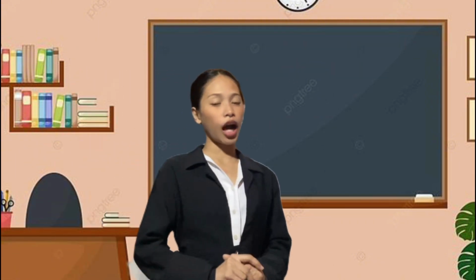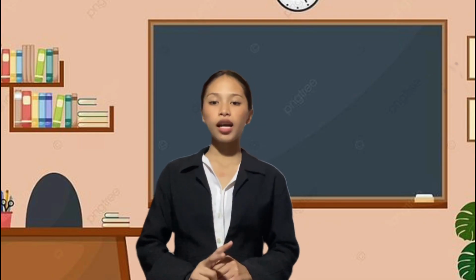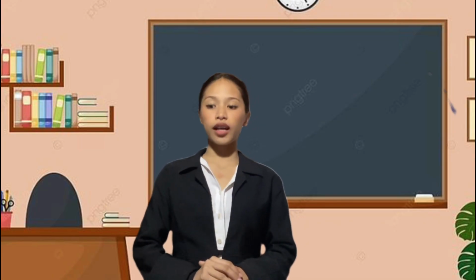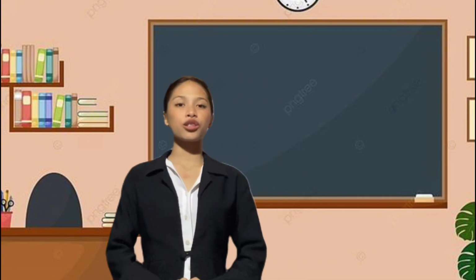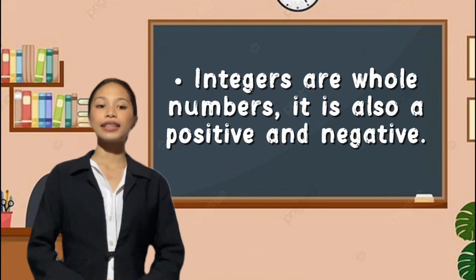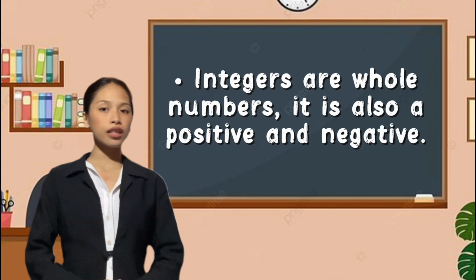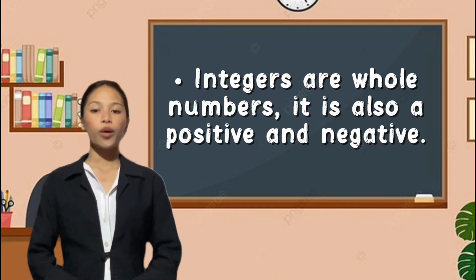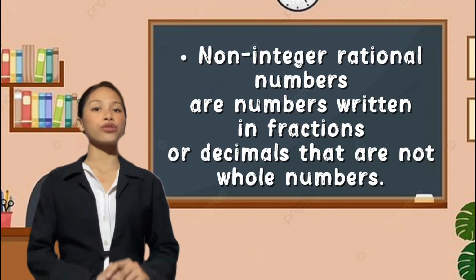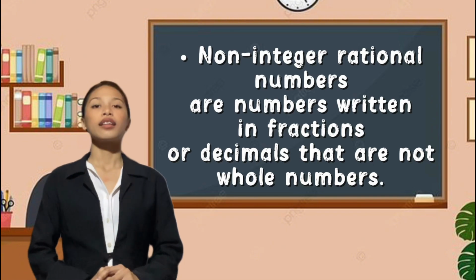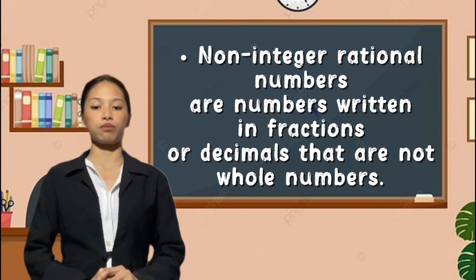So very good. Now you all know the difference between integers and non-integer rational numbers. To summarize, integers are whole numbers and can be positive or negative, while non-integer rational numbers are numbers written in fractions or decimals that are not whole numbers.